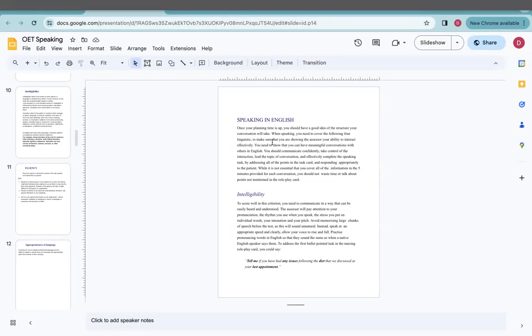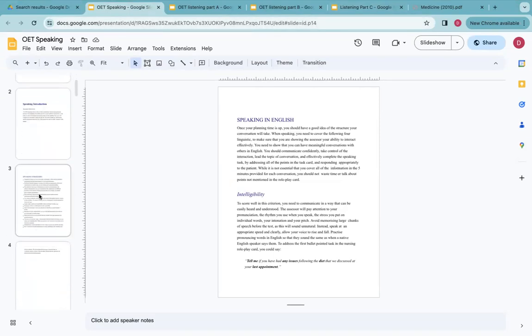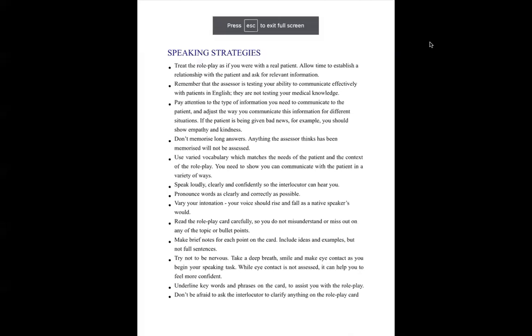Tell your friend to be the interlocutor, and you be the doctor, and tell the friend to act as a patient. Okay, and there are some strategies I would like to share. I've already told these things, I will tell you all again. So treat the role play as if you were with a real patient. Allow time to establish a relationship with the patient and ask for relevant information. And remember that the assessor is testing your ability to communicate effectively with patients in English.